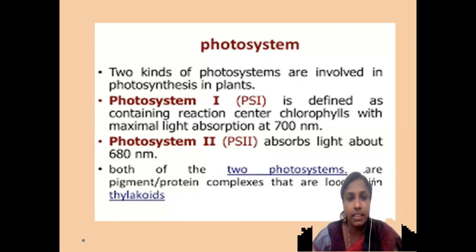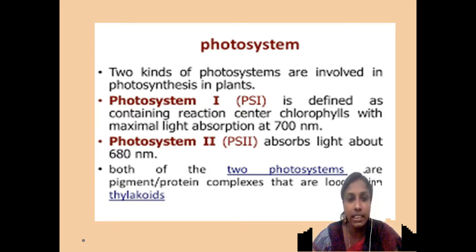The photosystem, as I said, is a group of pigments. In this group of pigments, there is always a first pigment which plays an important role. That pigment is considered the primary photosynthetic pigment. The primary photosynthetic pigment is chlorophyll A. Surrounding this primary photosynthetic pigment, we can observe many accessory pigments, which are also considered secondary photosynthetic pigments. And the primary photosynthetic pigment always acts as the reaction center.